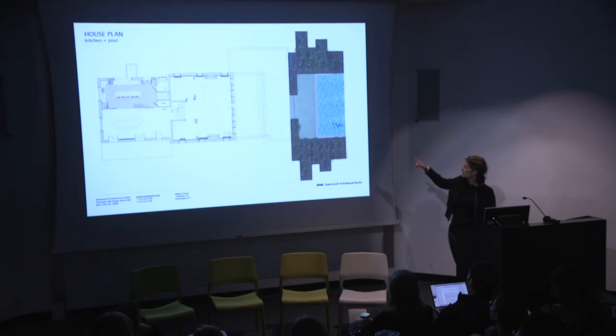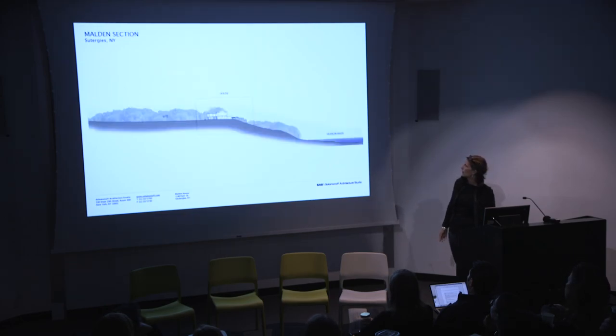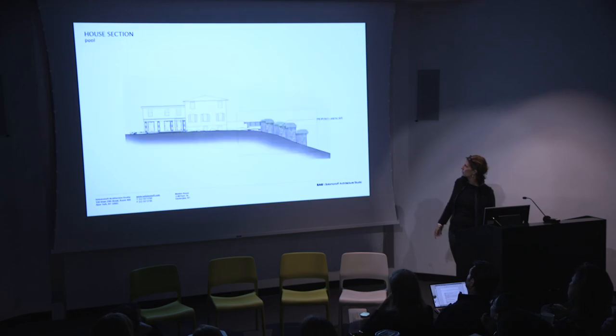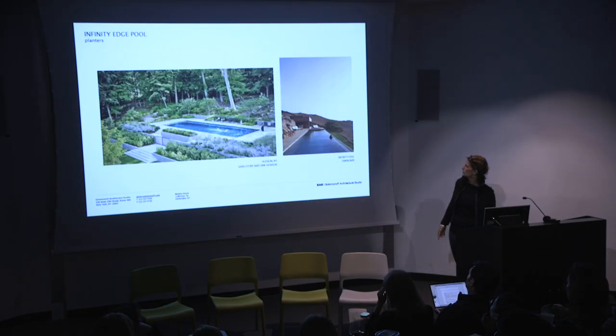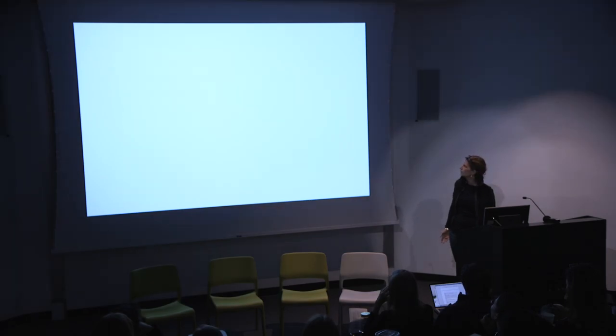And then we're planning a swimming pool in the front and a new kitchen, but we're probably keeping most of the house as it is. And so this is the view from the house, from the pool to the other shore, intentionally with this kind of rendering. And this is the other part of the lecture, the critical part.